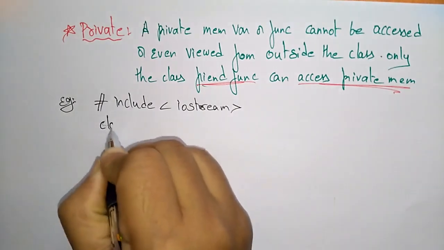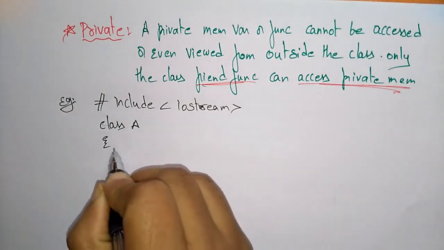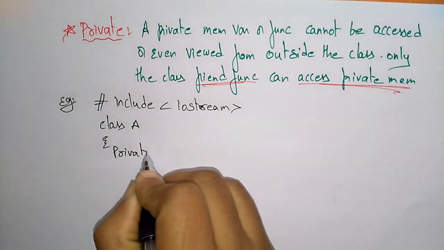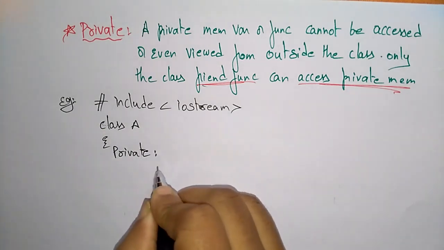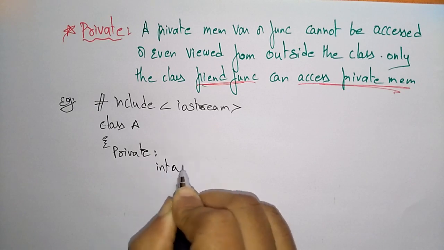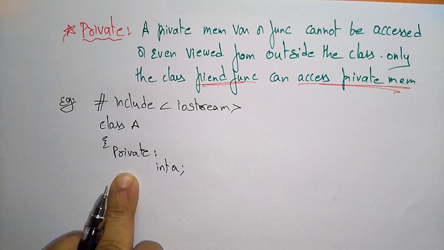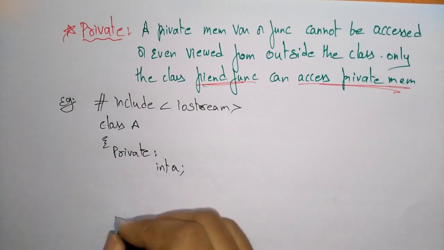So now coming to the base class, class A. In this class A, I'm declaring some variables as private. Suppose I declared private int A. The variable A is declared as private, which means A can be accessed only within the class. Outside the class, you can't access the A variable.